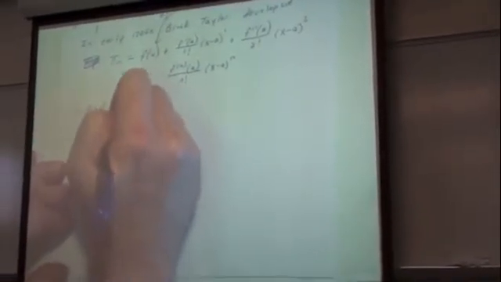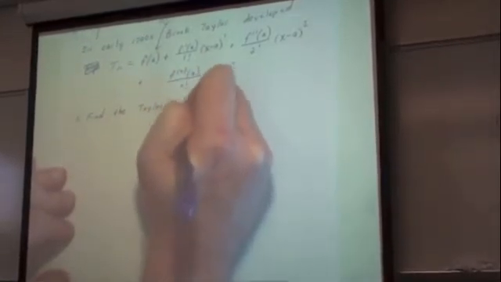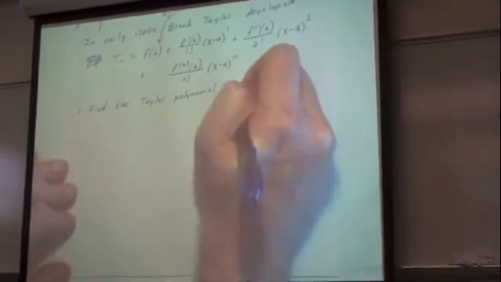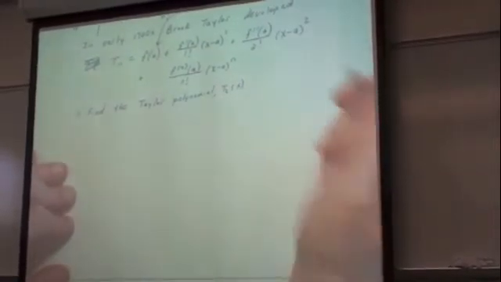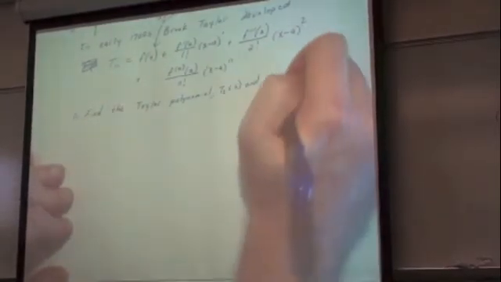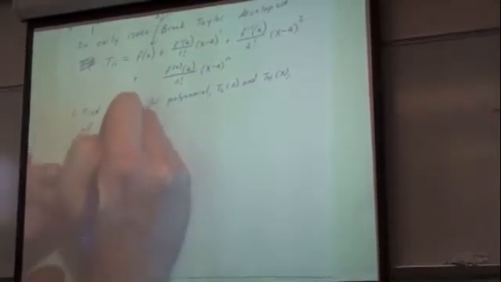So I'll say, find the Taylor polynomial T2 of x. That just tells you what your polynomial is going to be in terms of. And T4 of x. So I want the second Taylor polynomial and the fourth Taylor polynomial as a function of x of f of x equals the sine function at a is equal to pi over 2.